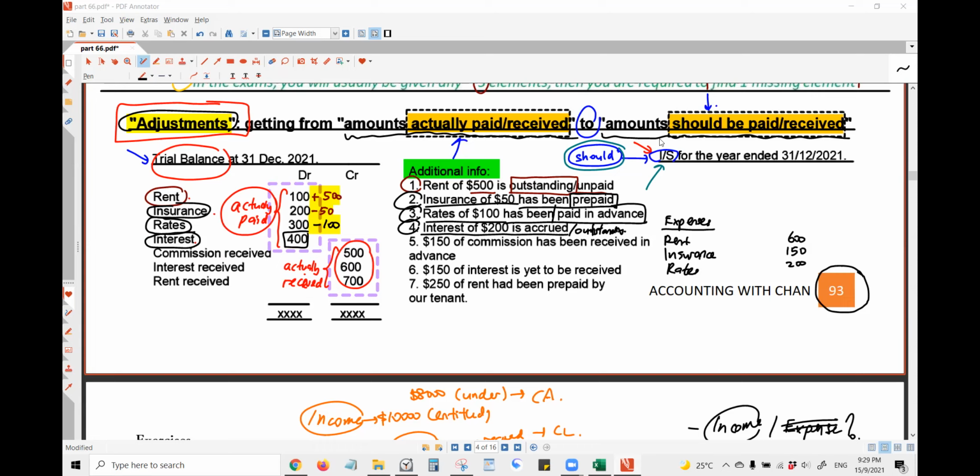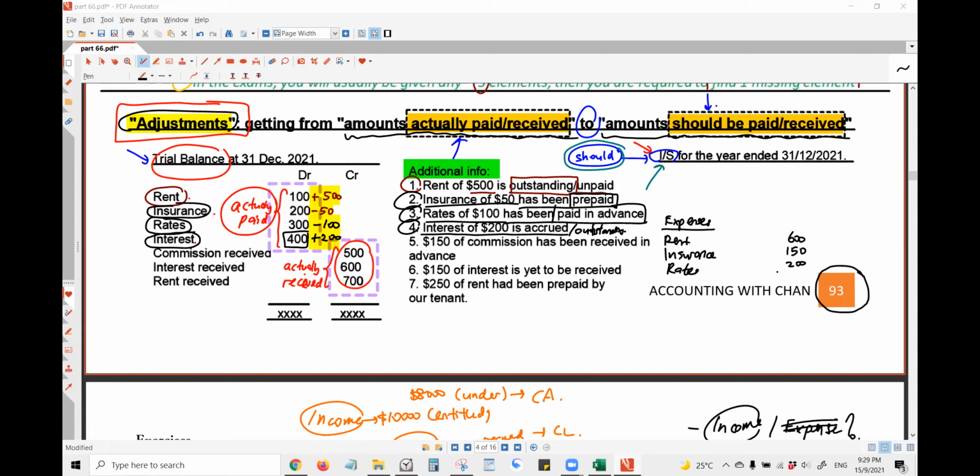Remember, we are trying to get the amount that you are supposed to pay for the current year. And additional info number 4 tells us interest of 200 is accrued, outstanding. You have yet to pay for this 200. You owe the person who should collect interest from us. And you have paid only 400. So to get the amount you are supposed to pay, you plus 200. So that you can get the amount you are responsible to pay.